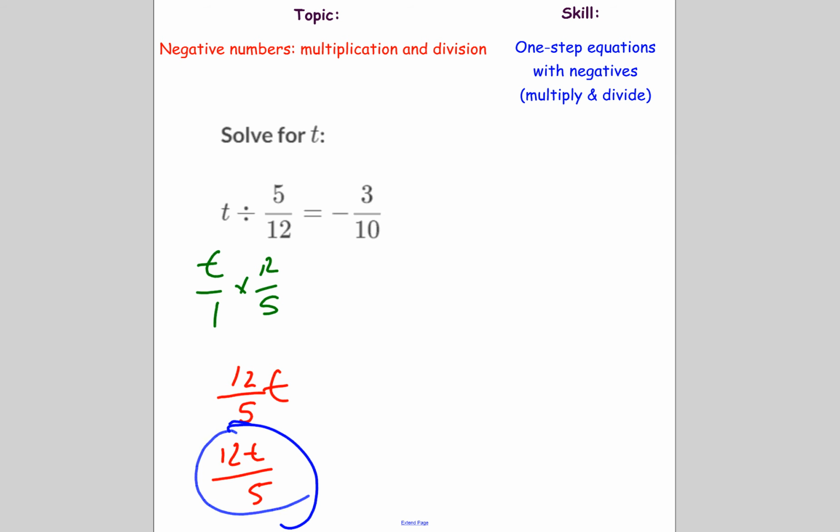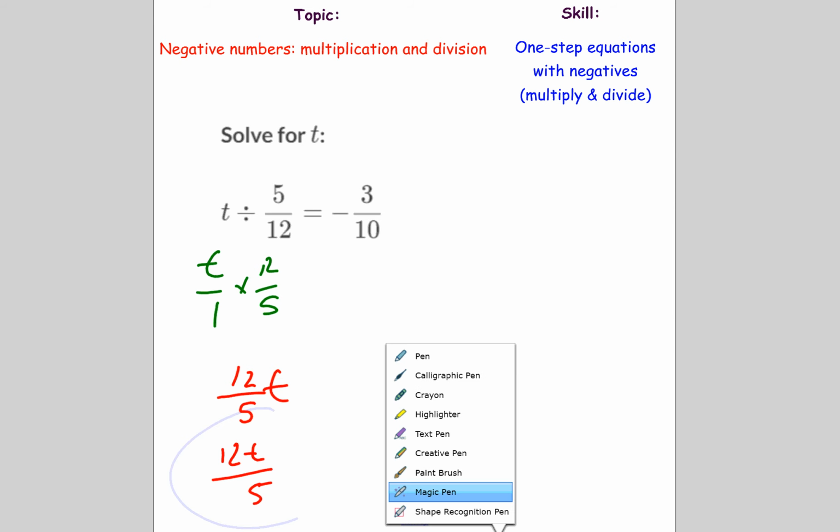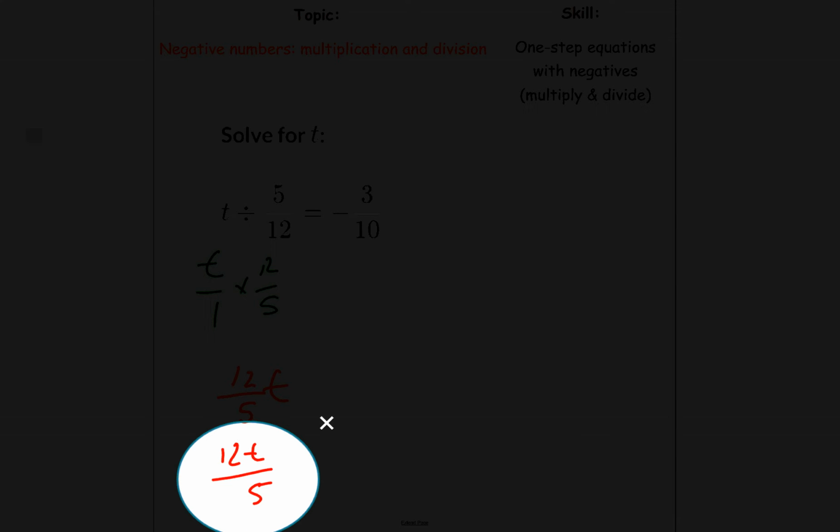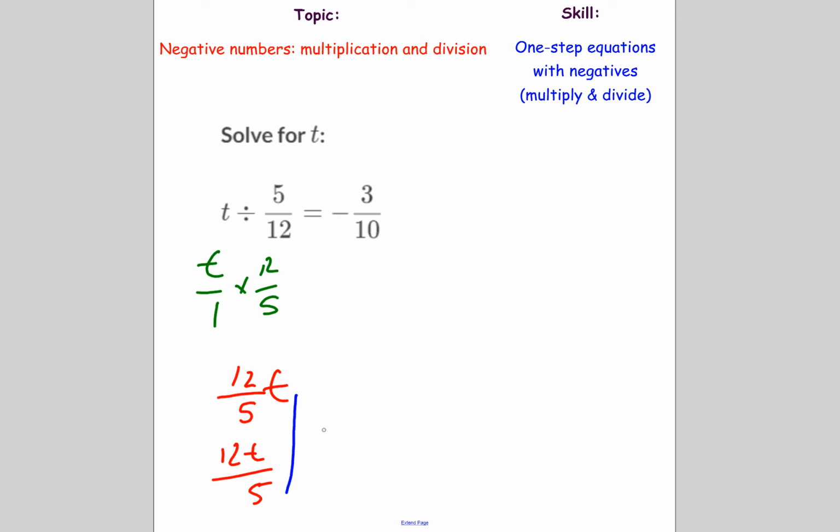All right. Hey, where's my circle? There it is. Look at that. It's supposed to highlight what I have here. Looks like my pen doesn't want to work right. Look, white pen. So there you go. Right there. 12t over 5, which is the same as... That didn't work. Oops.